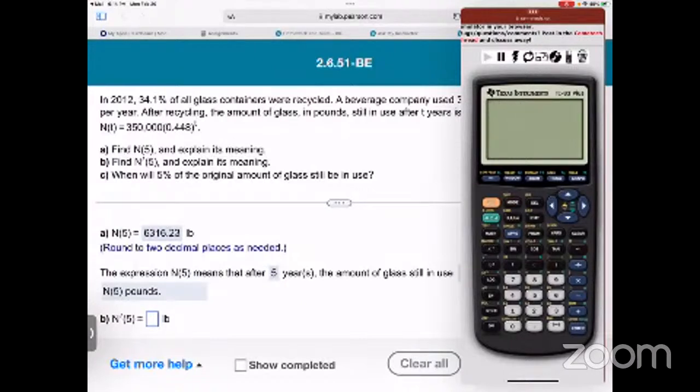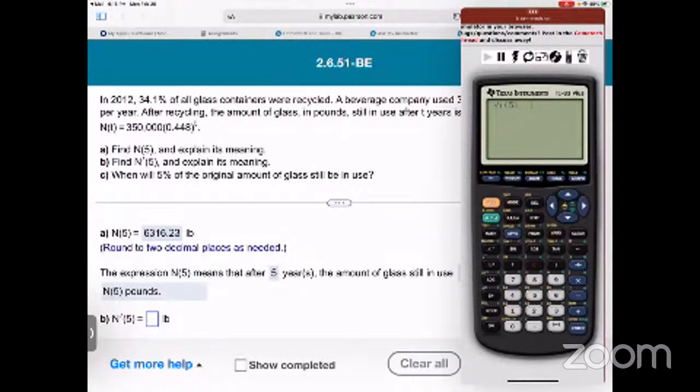I'm going to go to the right to go to Y variables. I'm going to click on number 1 for function, and I'm going to click on number 1 again to call in the function I just typed in. And so basically we're going to let T be 5, or let X be 5, and we should get 6,316.23 pounds, and you see it there.